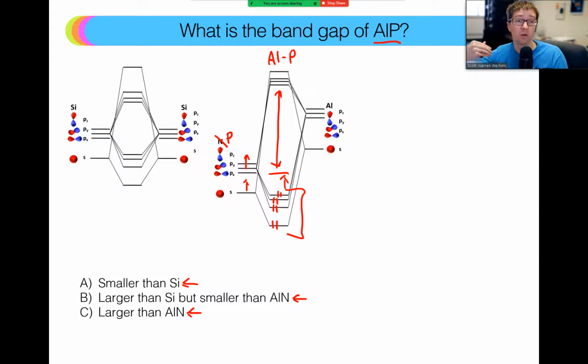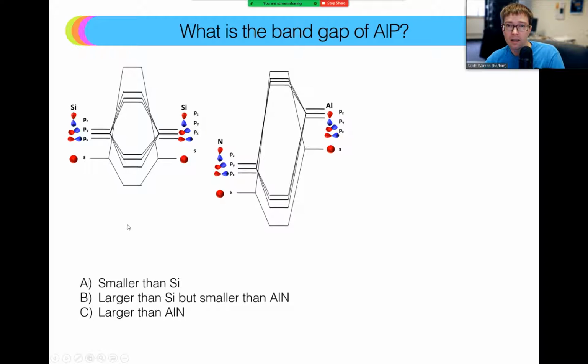silicon. So we can then just use those electronegativities to say, okay, that difference in electronegativity for aluminum phosphide is between the difference in silicon, 0, and the difference in aluminum nitride. So our answer is therefore that aluminum phosphide falls right in between those two.